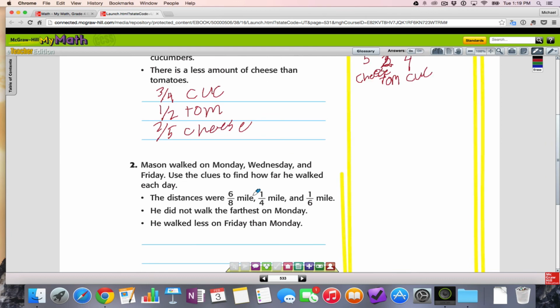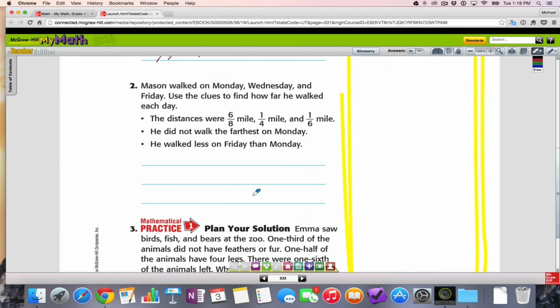Okay, let's look at our second problem. Mason walked on Monday, Wednesday, and Friday. Use the clues to figure out how far he walked each day. He did not walk the farthest on Monday, and he walked less on Friday than Monday. So first we need to put our fractions in order. Our first, we have 1/4, that's pretty small, but 1/6 is even smaller. And 6/8 is a pretty big number.